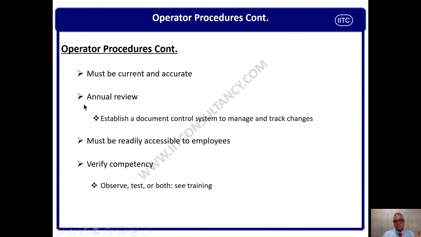Some companies say annually, or earlier if there is any change. Establish a document control system to manage the changes. You must remove all outdated documents from your company, otherwise this can create a problem, this can create an accident. Procedures must be readily accessible and available to all employees, including contract labourers. Verify competency. The competency has to be verified by the team as per the TNA, training need assessment. Observe, test or both, and see the training.